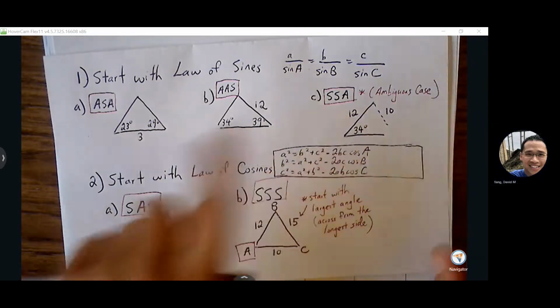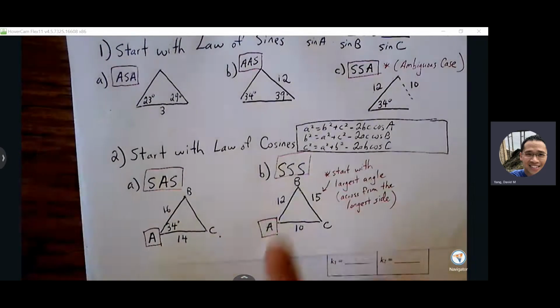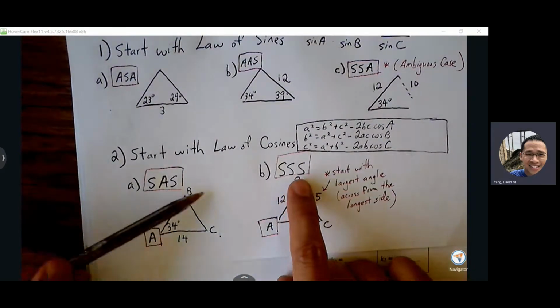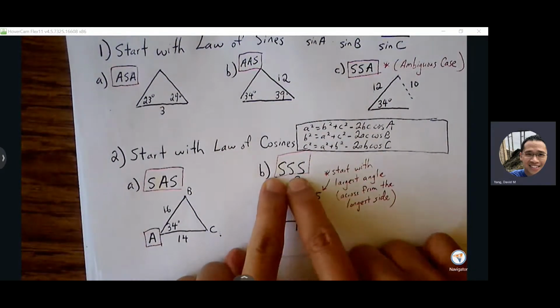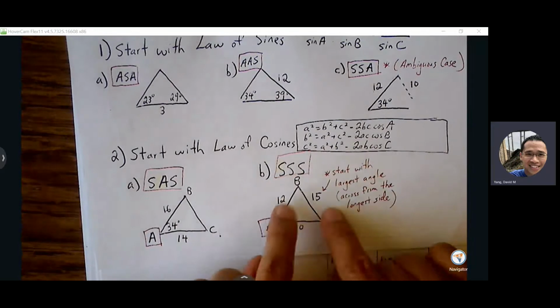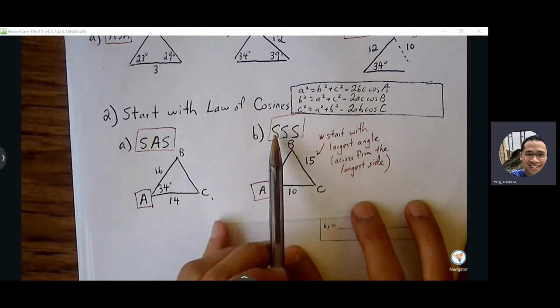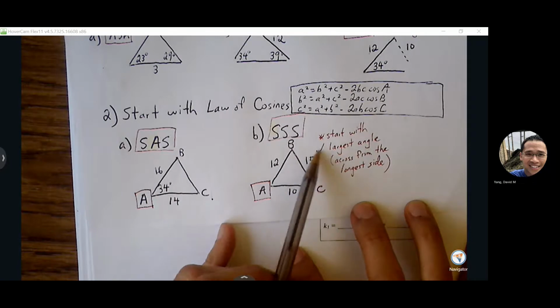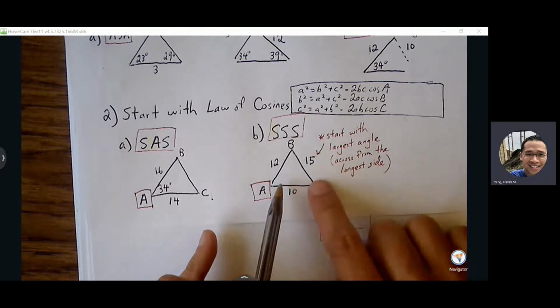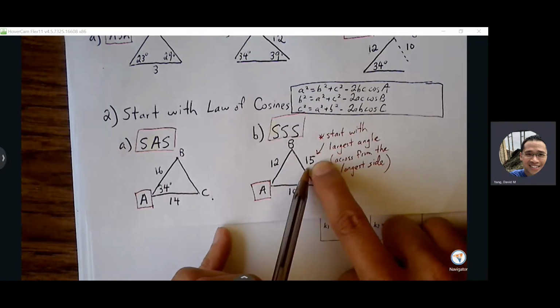Okay. Now, the other types are side angle side and side side side. So if you see side side side, that's easy. Okay, that you don't even have to look at the triangle. You know it's going to be a law of cosines. Okay, so if you see side side side, target the largest angle, because the largest angle is going to be across from the longest side.